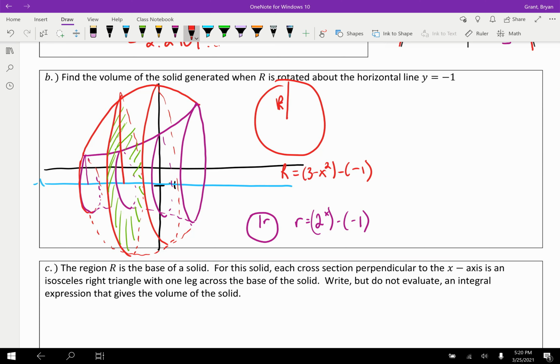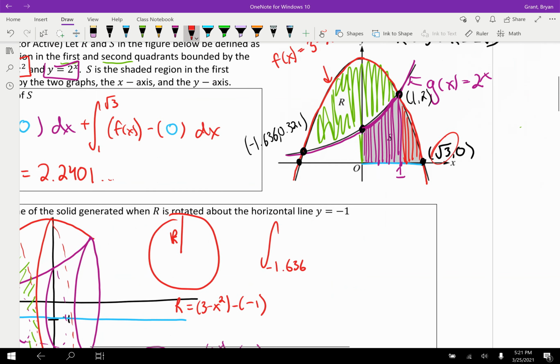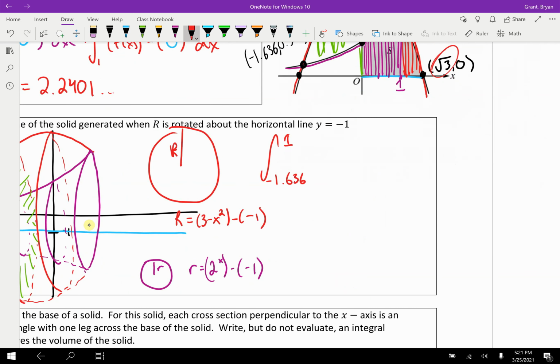All right, let's do those integrals. These are circles that are being spun, so we need a full circle. That's pi r squared. So we have the larger one first. We're going from what to what? Oh, right, we found those earlier, didn't we? We're going from -1.636 all the way over to this guy, so all the way over to 1, okay, of pi times big R, which if you do some math, 3 minus x squared plus 1 squared, right? Then we need to subtract off, in purple, the inside piece, right? We want to subtract off all these disks to get it hollow.